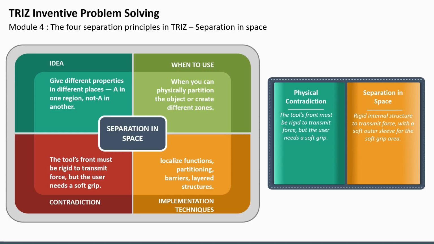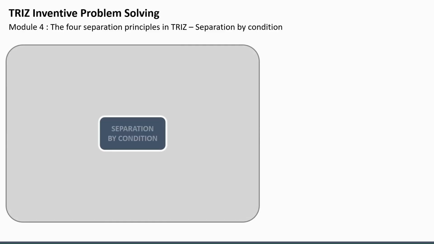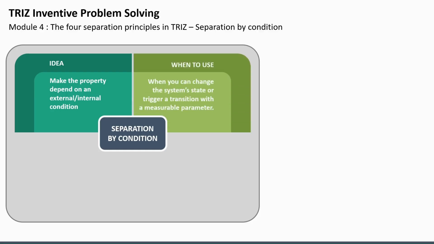So this is how we will think about a separation in space kind of a solution. The third separation technique is separation by condition. And what do we mean by separation by condition as an idea? Make the property operate dependent on an external or internal condition. When to use it? When you can change the system state or trigger a transition with a measurable parameter.